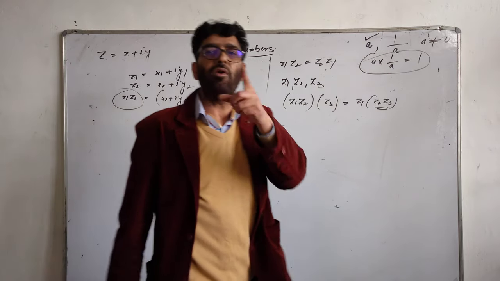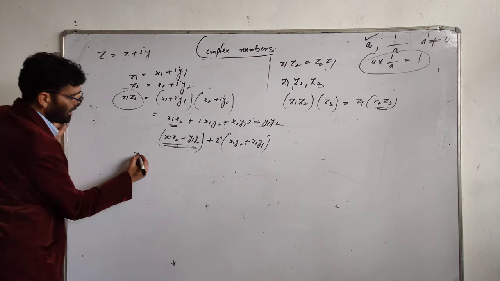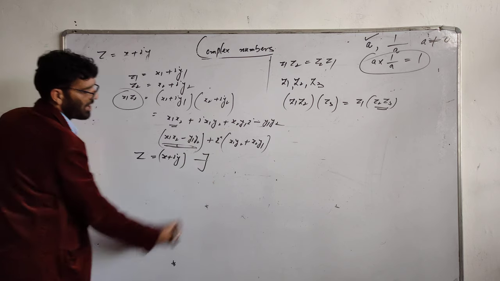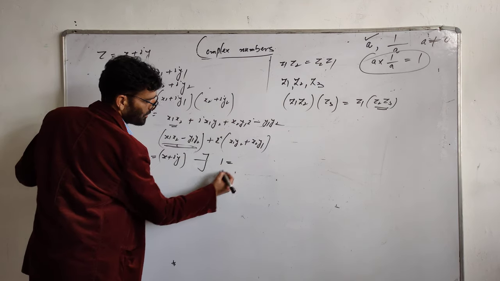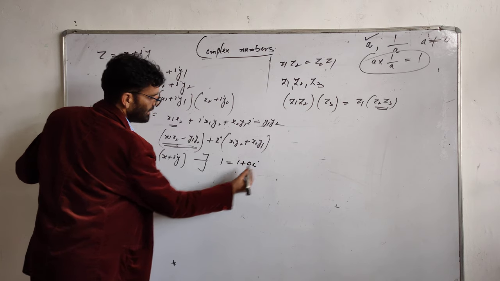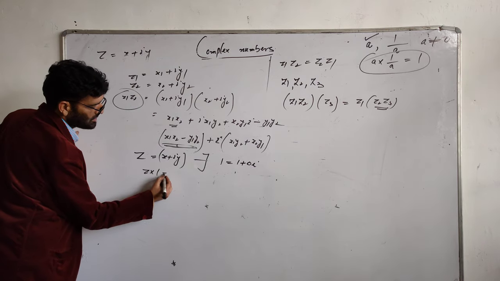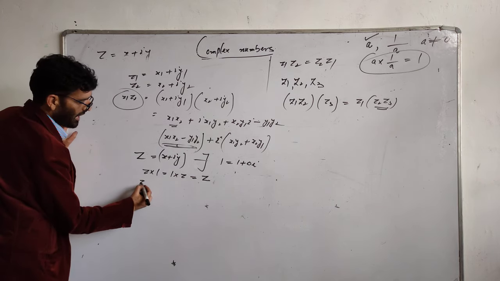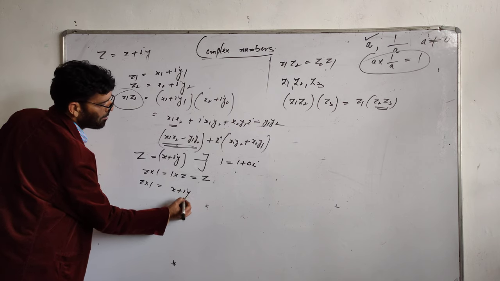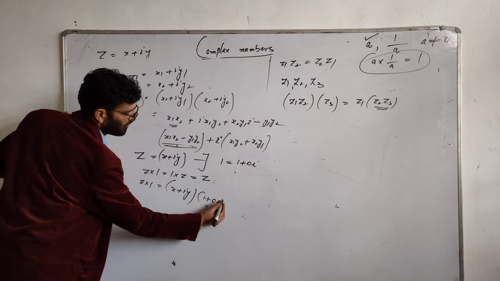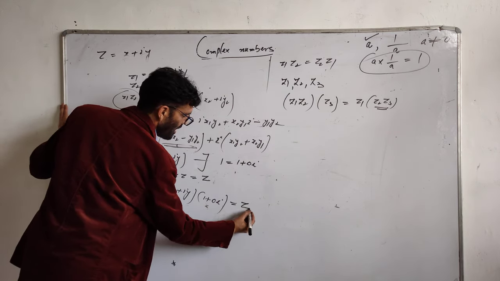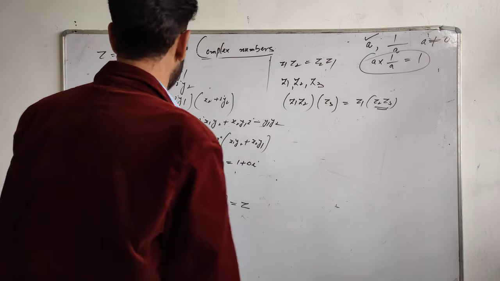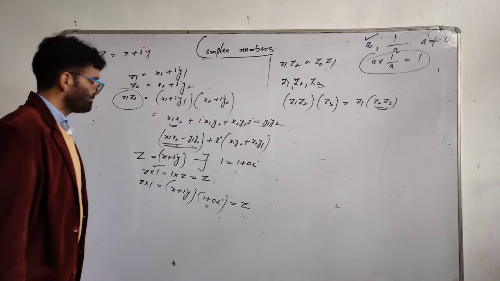Let me first of all tell you what is the multiplicative identity. For every complex number Z is equal to X plus iota Y, there exists a special number, 1 is equal to 1 plus 0 iota, such that Z into 1 is equal to 1 multiplied by Z is equal to Z. You can check it here. Z into 1 means X plus iota Y multiplied by 1 plus 0 iota. You will once again find it is equal to Z. That means this is the multiplicative identity, or identity element, for complex numbers in case of multiplication.